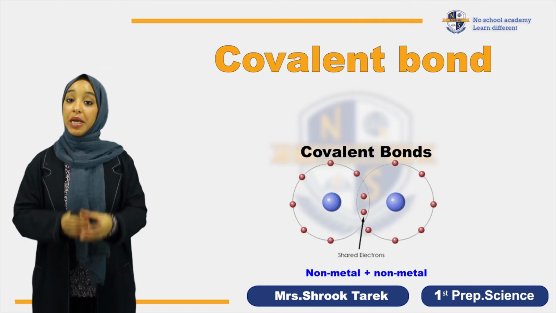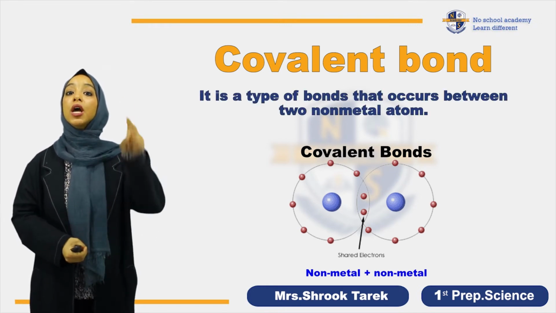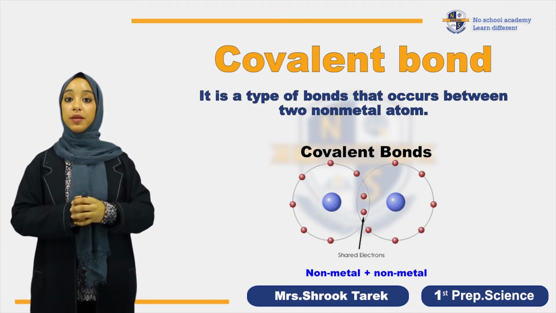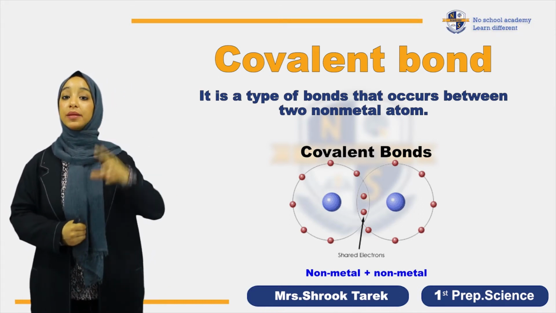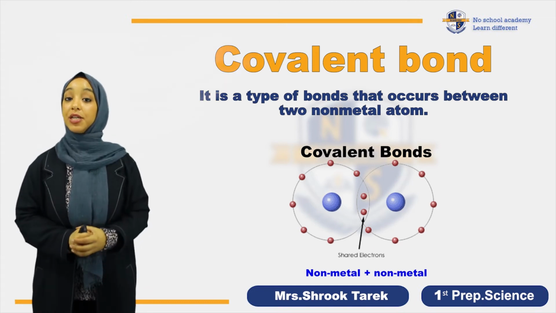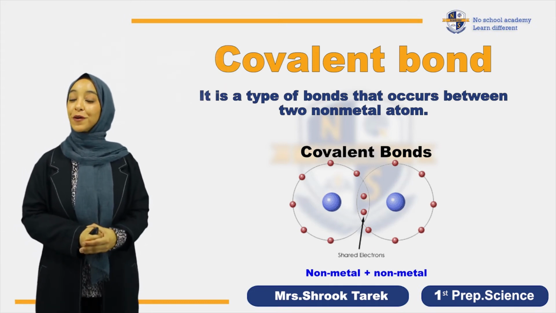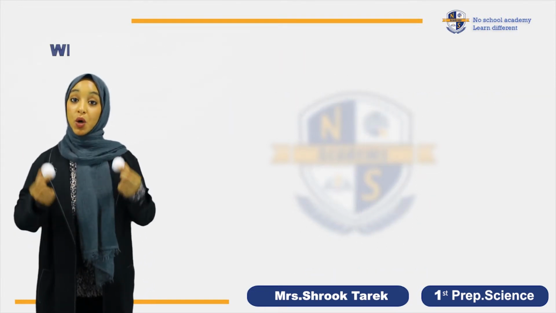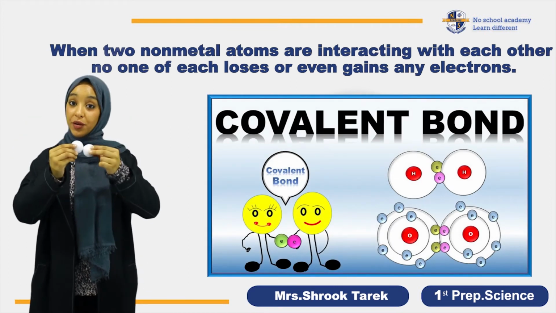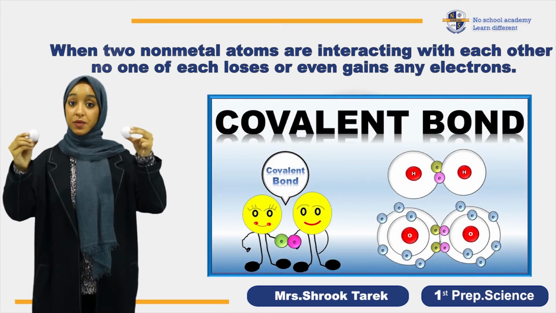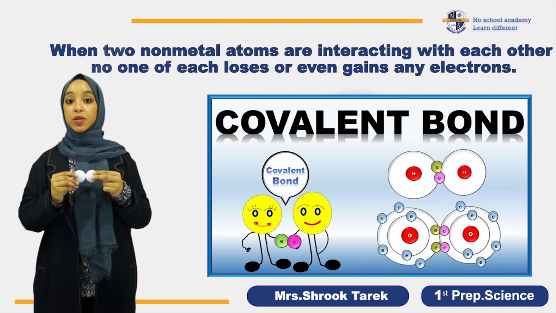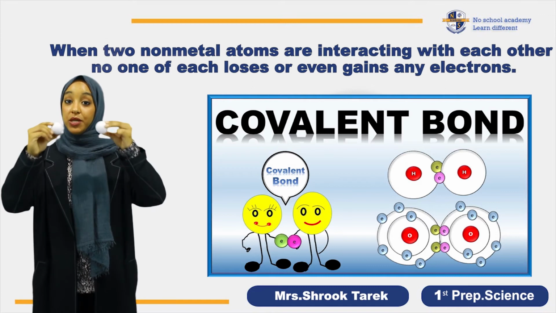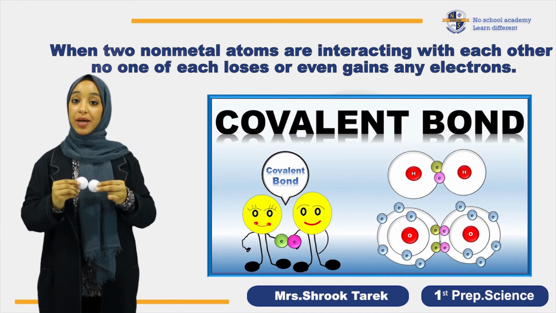أول حاجة نفهمها إن covalent bond is formed between 2 non-metals. يبقى الأيونيك كان metal and non-metal. إيه اللي بيحصل؟ زي ما احنا شايفين في الصورة. So in covalent bond, when 2 atoms want to join together, no one of each of the atoms loses or gains electrons. Only they share their electrons with each other. They interact with each other, sharing their electrons with each other.